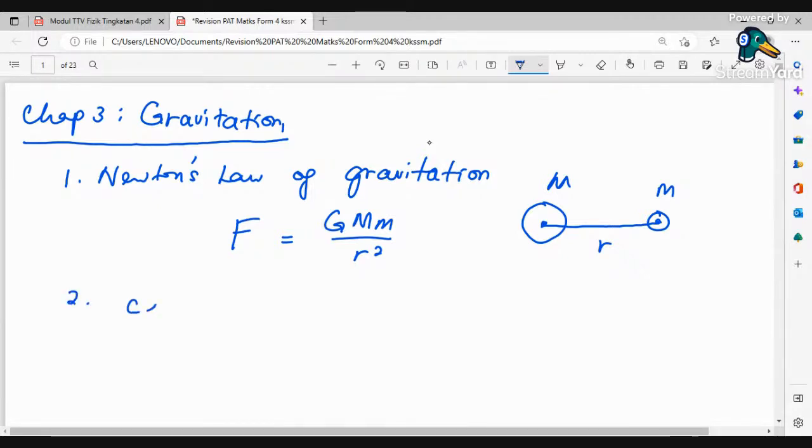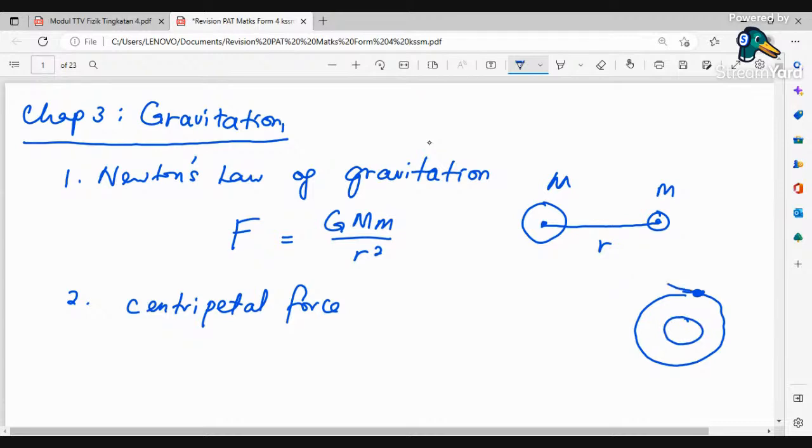Okay, number 2, we discuss about centripetal force. Okay, an object that is orbiting, for example, a satellite orbiting the Earth, has a certain speed that we call linear speed or orbital speed, that keeps changing direction. So there is a centripetal acceleration. The force that causes the object to maintain in the orbit, we call it centripetal force. F equals m v squared over r.